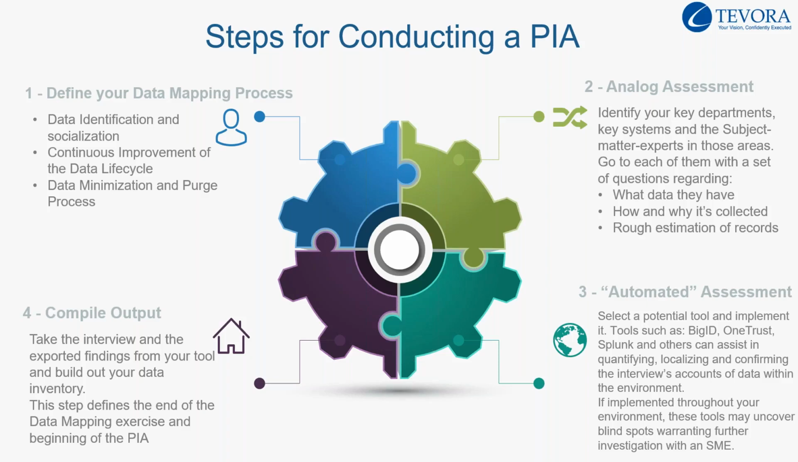We also defined, stepping back, a timeline for the 5 key priorities, kind of where organizations can be to start aligning to that May 2018 deadline. But really, the data mapping process is going to have 3 key areas. It's going to have a data identification, socialization component, finding where the data is, and then understanding why it exists within that organization. There's a continuous improvement on the data lifecycle, and then there's the data minimization and the purge process.